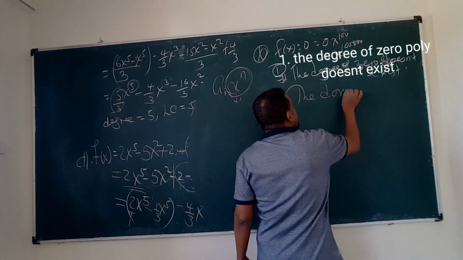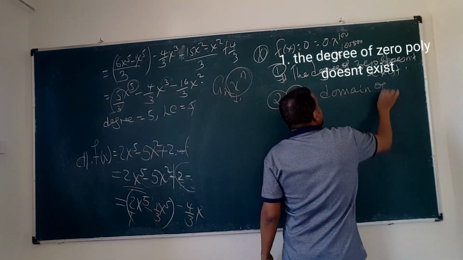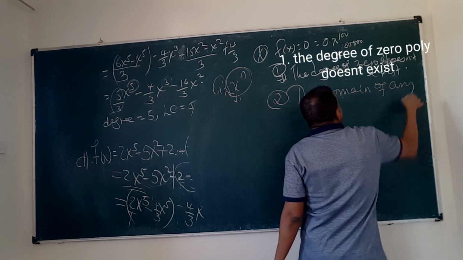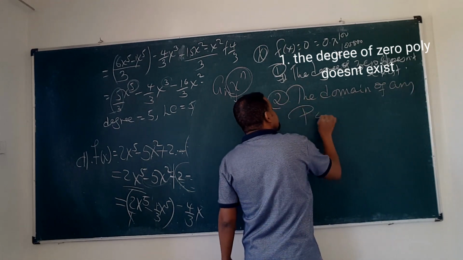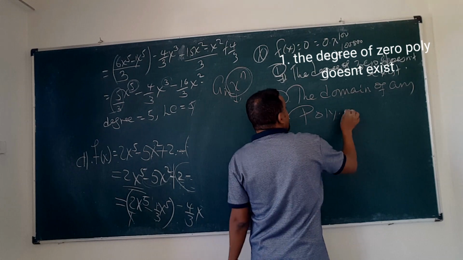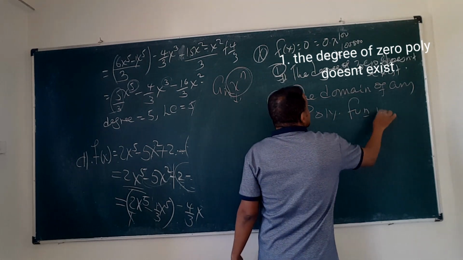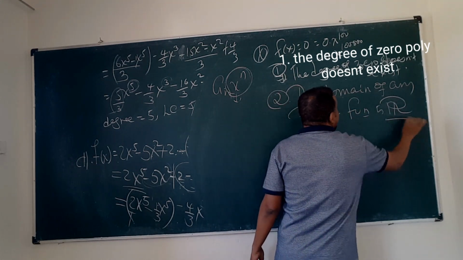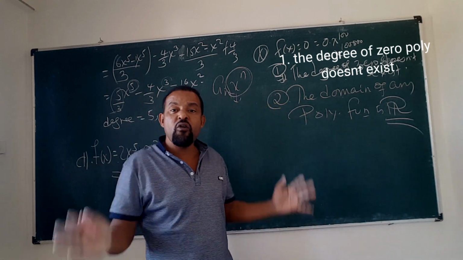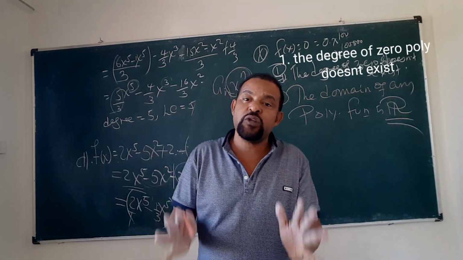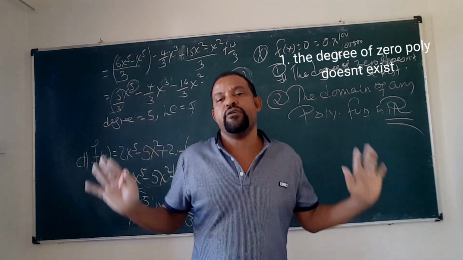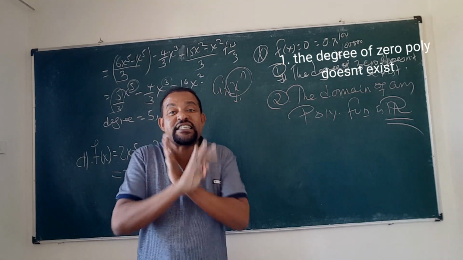The domain of every polynomial function. The domain of every polynomial function is what? The set of what? Real numbers. So the domain of any polynomial function is the set of all real numbers, right? There should not be any restriction.